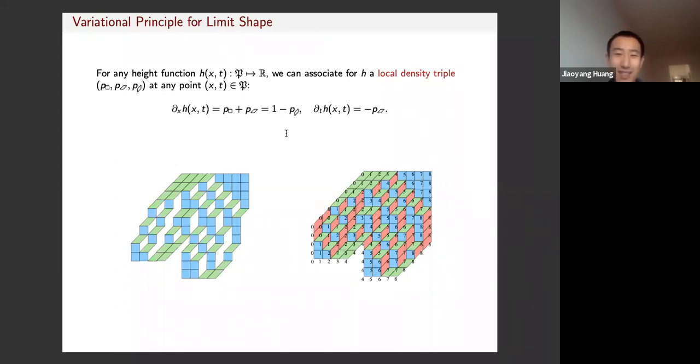Similarly, you can take the derivative with respect to t. For that one, if it's red, the derivative is 0. If it's blue, the derivative is also 0. If it's green, the derivative is minus 1. So it's minus the density of the green lozenge.